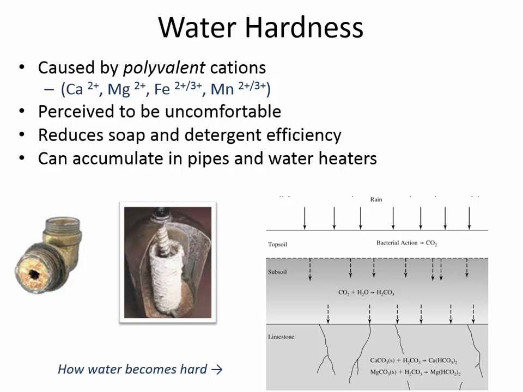Okay. The hardness comes from when the water is underground. This is a cross-section of the Earth's surface, and then underground, the dashed line represents the water table. So an aquifer is where all of the voids in the soil are full of water. And so beneath that water table, you can see in the subsoil, there's all sorts of things in there. Carbon dioxide is dissolved into the water, and that forms carbonic acid.